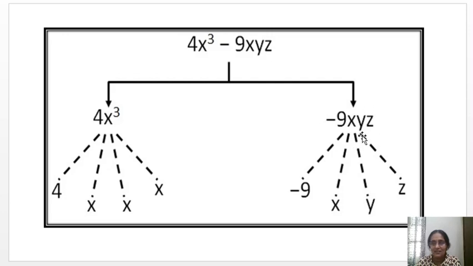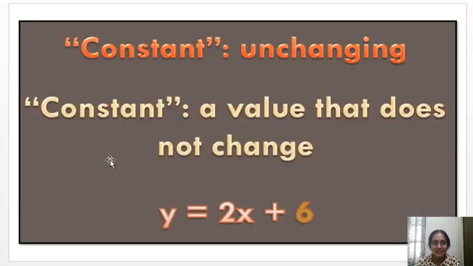How do you get minus 9xyz? When you multiply minus 9, x, y and z, you will get the term. So minus 9, x, y, z are the factors of the term minus 9xyz. Are you clear now on how to find the factors of a term?